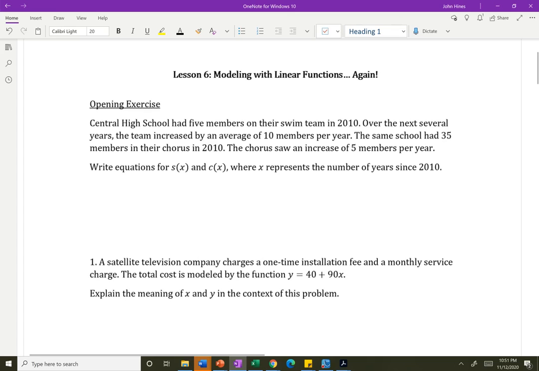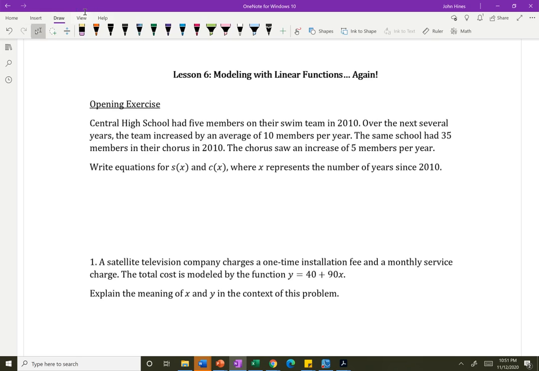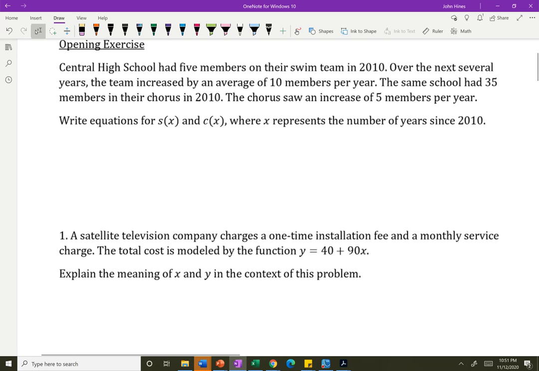Hi everybody, welcome to lesson 6 here, where we're going to talk about linear functions again and how we can use them to model relationships. So let's get into it. This is kind of a continuation of lesson 5.